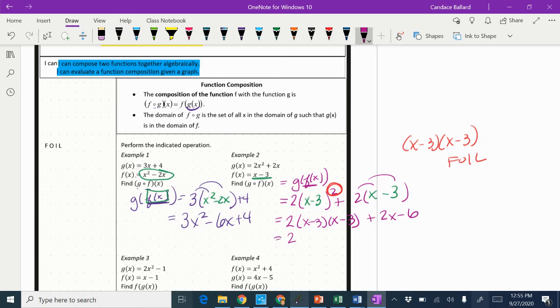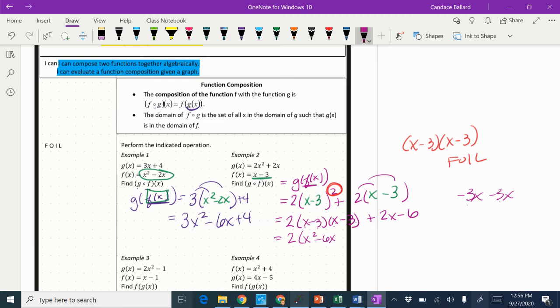Okay, so when I FOIL, I've got x times x, which is x squared. X times negative 3 is negative 3x. And then I have another x times negative 3, which would be another negative 3x. Negative 3x and negative 3x is negative 6x. I'm kind of shortcutting it. We are in Algebra 2 with trig. We don't need to write down every single little step. We can do some of the work in our head.